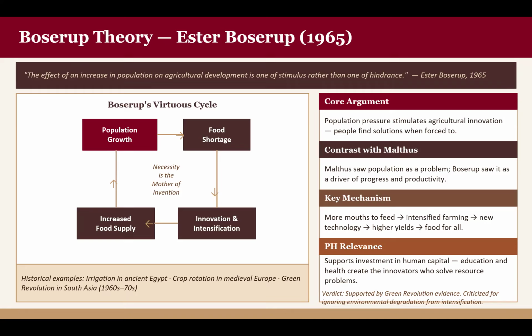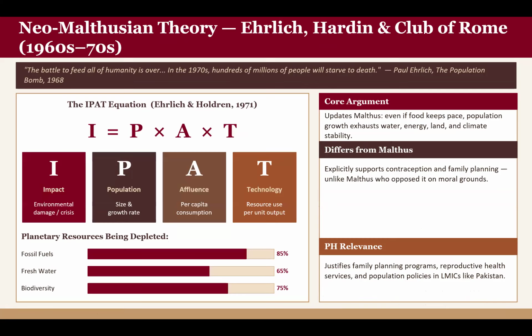The public health relevance is that it supports investment in human capital. Education and health create the innovators who solve resource problems. So this is the Boserup virtuous cycle, which says that if there is food shortage, it leads to innovation and intensification, which leads to increased food supply, and then population growth, which leads again to food shortage. It goes in a circle.